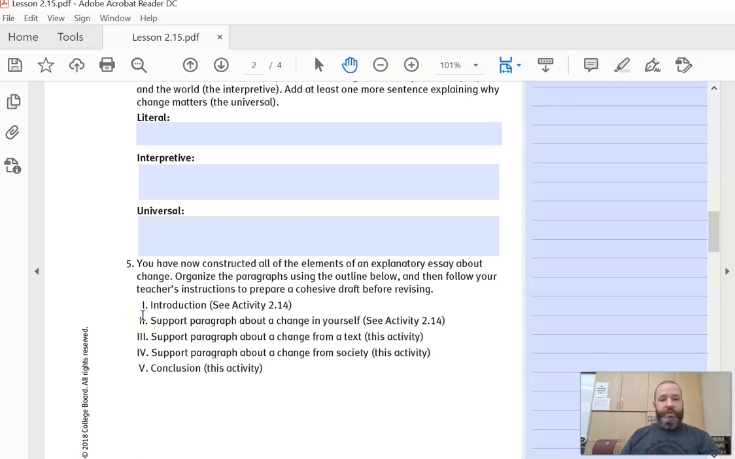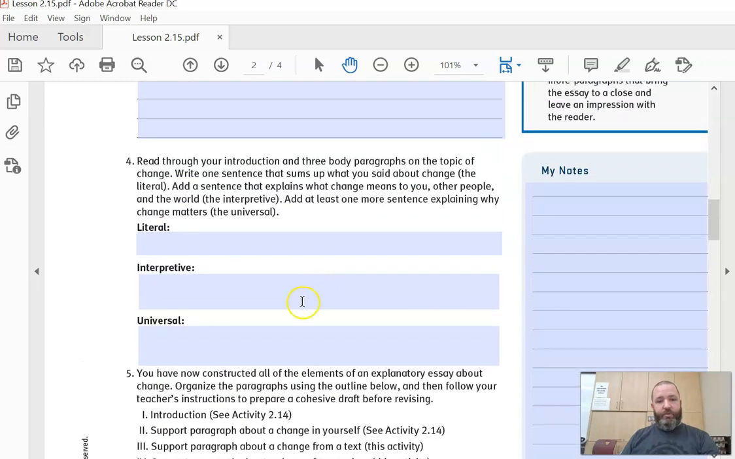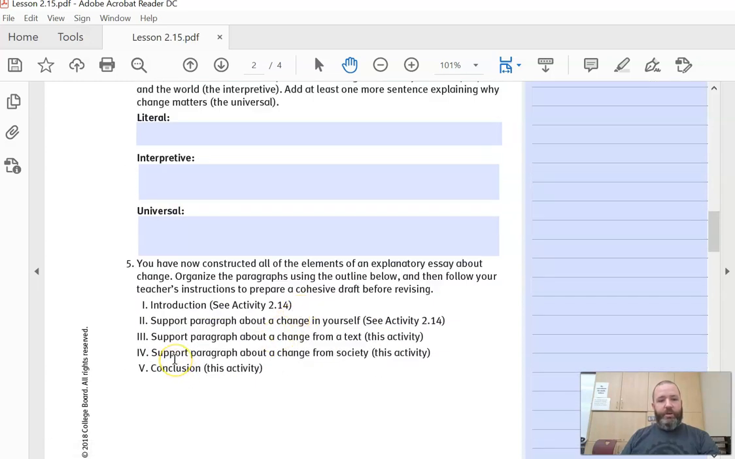You have now constructed all the elements of an explanatory essay about change. Organize the paragraphs using the outline below and then follow your teacher's instructions. Okay, so if you've been following it, you already have all these paragraphs in a Word document. So obviously paragraph 1 is the introduction. Paragraph 2 is a paragraph about change. Paragraph 3, paragraph about a change from a text, which we wrote up here. And paragraph 4, a change from society or the world. And paragraph 5 is the conclusion.